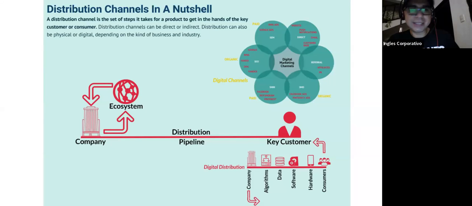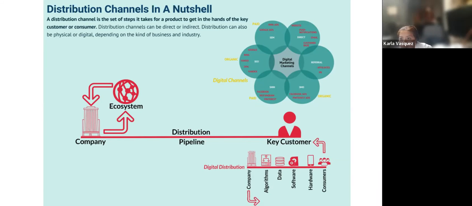Could you please read this part? Distribution channel in a nutshell. A distribution channel is the set of steps it takes for a product to get in the hands of the key customer or consumer. Distribution channel can be direct or indirect. Distribution can also be physical or digital, depending on the kind of business and industry.